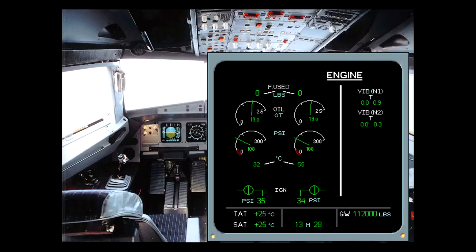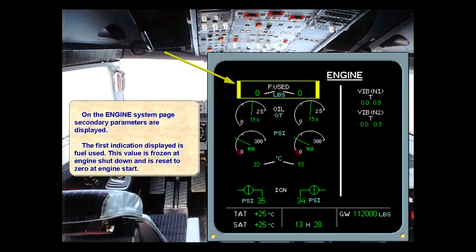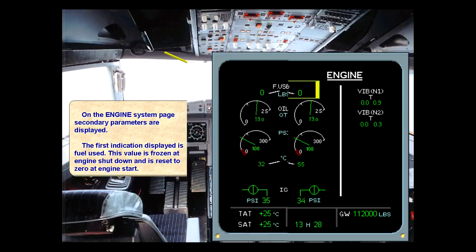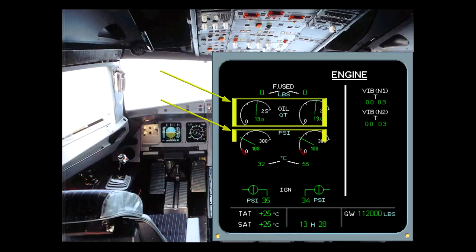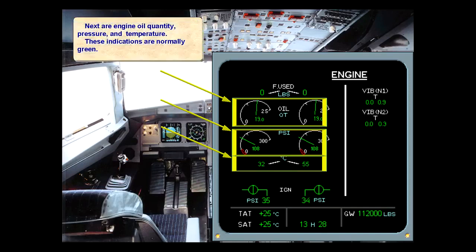On the engine system page, secondary parameters are displayed. The first indication displayed is fuel used. This value is frozen at engine shutdown and is reset to 0 at engine start. Next are engine oil quantity, pressure, and temperature. These indications are normally green. Oil quantity limits are: cold, below 30 degrees Celsius, 10.5 quarts. Hot, above 30 degrees Celsius, 17 quarts, plus 0.6 of a quart per hour estimated flight time.